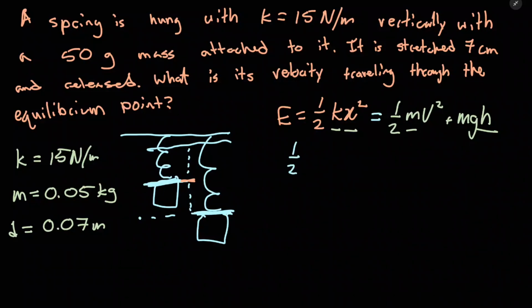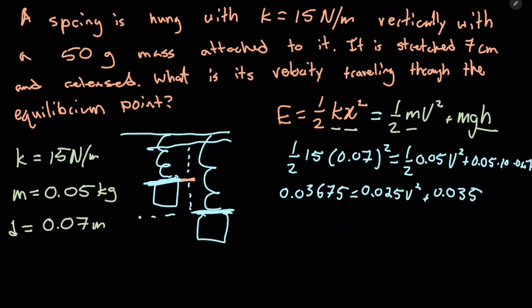So 1/2 times 15 times 0.07, because we defined that right there, equal to 1/2 times the mass, which is 0.05, times v squared, plus 0.05 times 10, I'm going to use 10 for this simple calculation, times 0.07. And from here, we just got to simplify some stuff. And this gives 0.03675 equals 0.025 v squared plus 0.035.